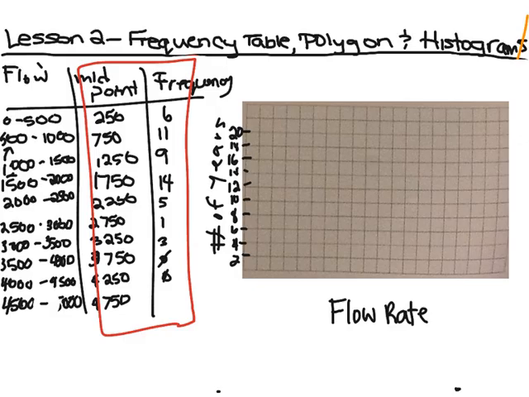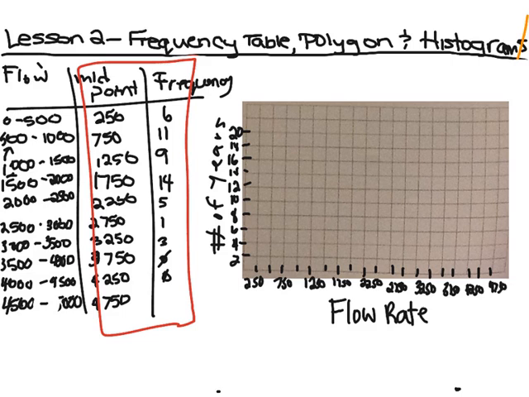So we're going to do every box is 250 because we're going by 250s. So 250, 500, 750, 1,000, 1,250, 1,500, 1,750, 2,000, 2,250, 2,500, 2,750, 3,000, 3,250, 3,500, 3,750, 4,000, 4,250, 4,500, 4,750, 5,000. So now we're going to plot our points.